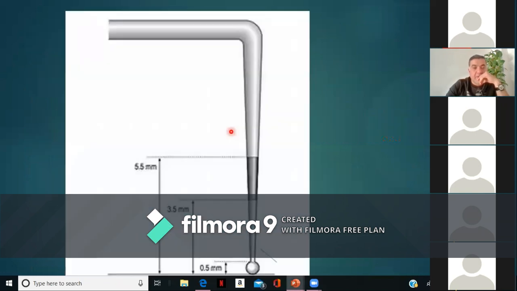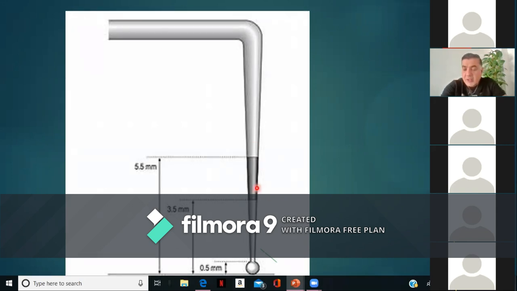Quote four, this is later. So this is the WHO probe we use. This is the band between 3.5 and 5.5. This is the ball. We use 250 gram. Very, very light pressure. You walk around the teeth using this probe.